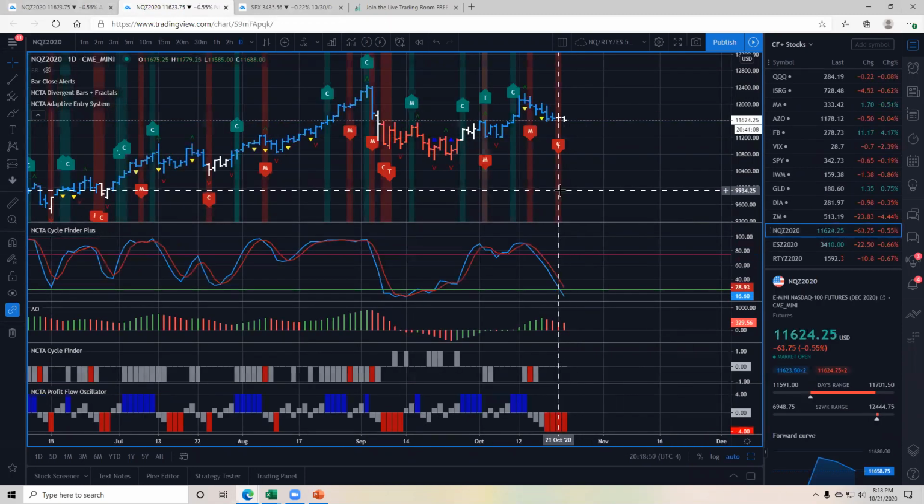So Richard, there was an update to the AES that the default settings are more in line with what the live trading room has for their default settings.